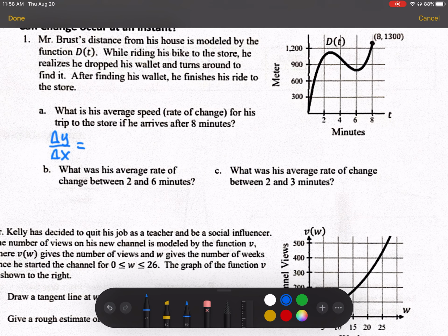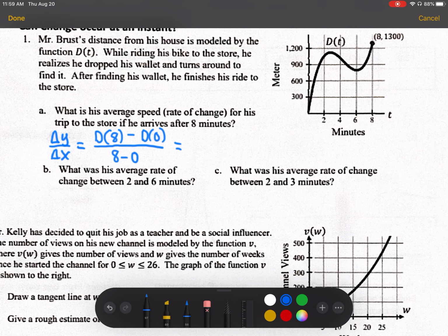And so when we're talking about y values here, we want to figure out the y value at 0 seconds and the y value at 8 seconds, and that's what we're going to put on the top of our fraction. And so we're going to say d of 8 minus d of 0 over 8 minus 0. So that's our change in y. So if I have my two y values and I subtract them, I'm going to get the difference between the two over that change in my x values.